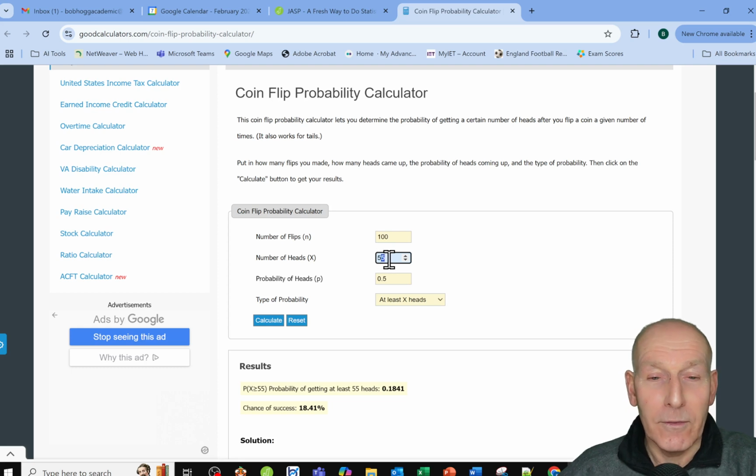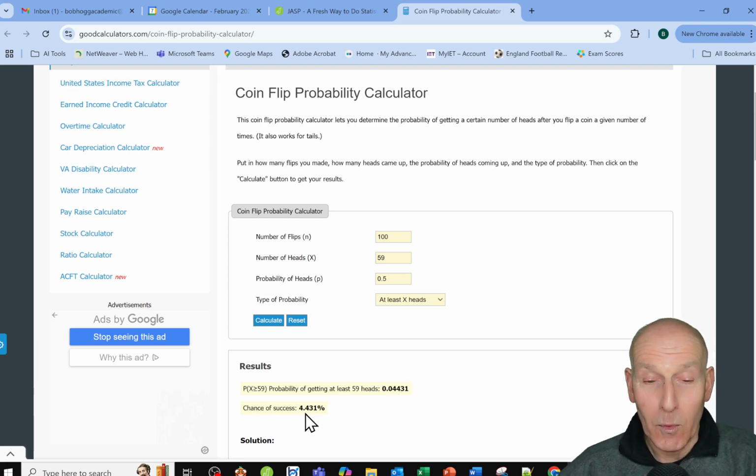Let's go further. 56 down to 0.13 or 13.5% in this case. What about 57? Again, now we're actually at 9% or 0.09. 58, 0.06, and 59, 0.04431 or 4.431%.